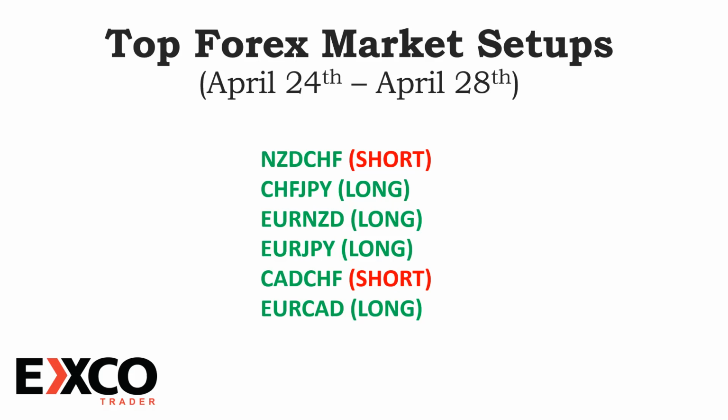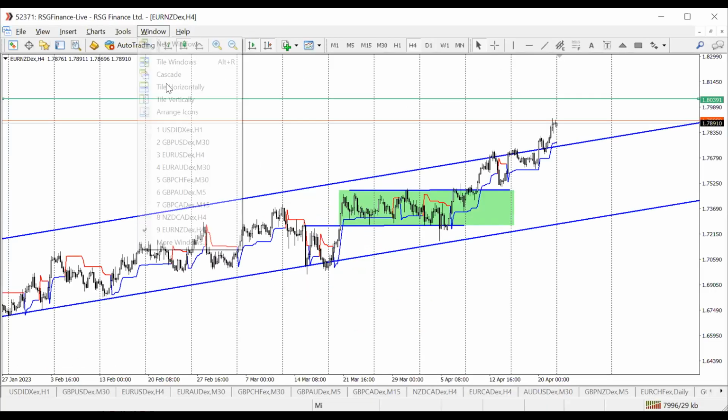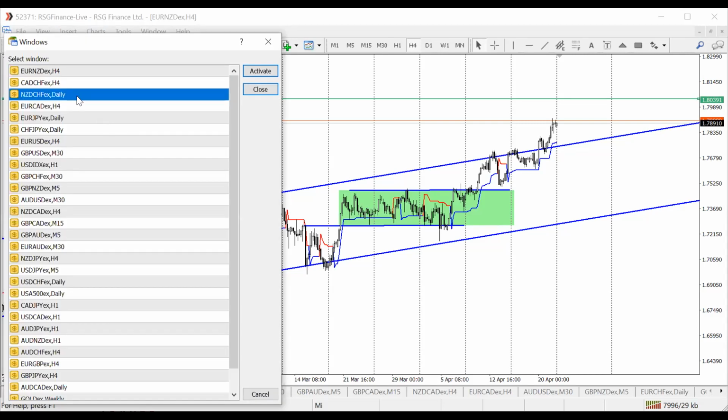So I will be looking at, yeah, let's just do this like this. So we'll start off with NZD Swiss franc. Okay, NZD Swiss franc. So let's jump into NZD Swiss franc to see what the setup is.